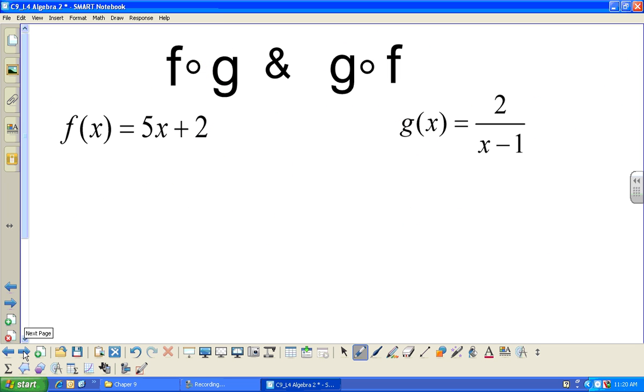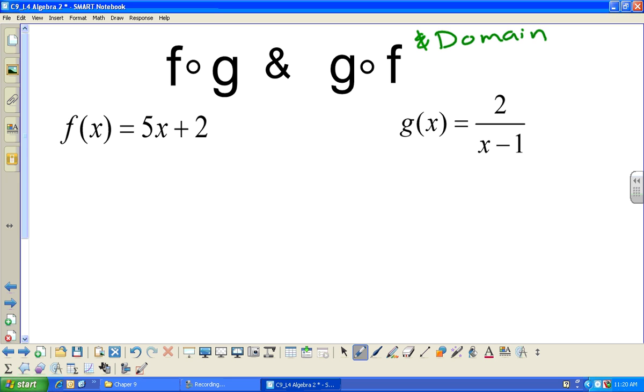I want to find f of g and g of f when I have two functions, function of f and function of g, and simplify. I also want to find the domain. When I find the domain, it usually is the numbers that x cannot equal.